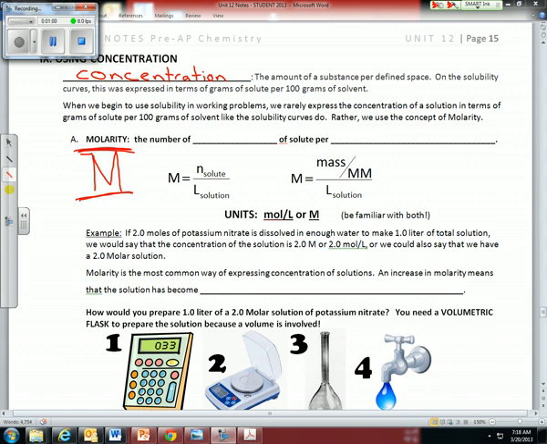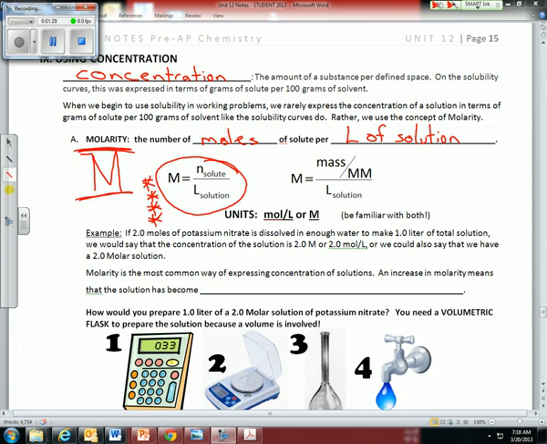This is the number of moles of solute per liter of solution. The formula for molarity is moles over liters. That is the one that is on the formula chart.